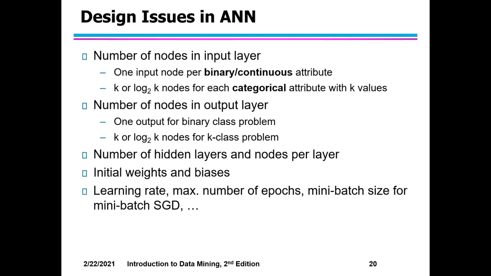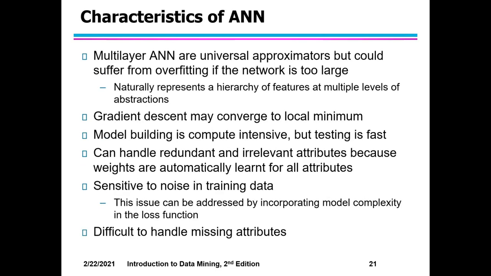So the number of nodes is the most important thing to know about, and the number of nodes at the output layer. These are the two most important things. Now, characteristics means the important things in the ANN. As we said, multi-layer ANNs are universal approximators, meaning they can find anything, but could suffer from overfitting. In the previous class we talked about overfitting.